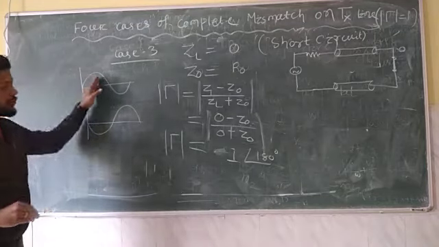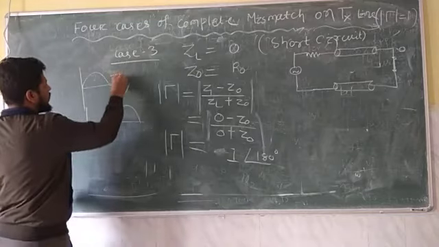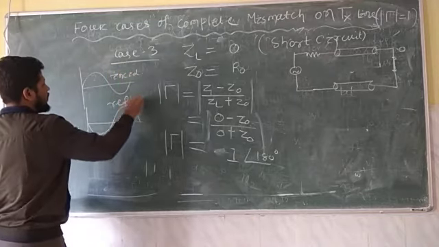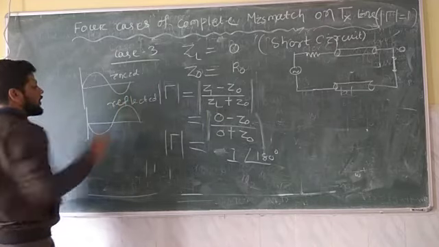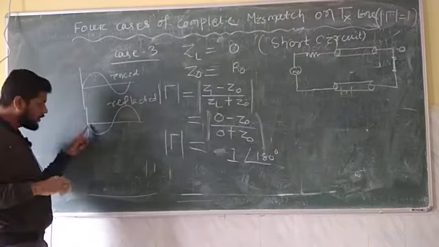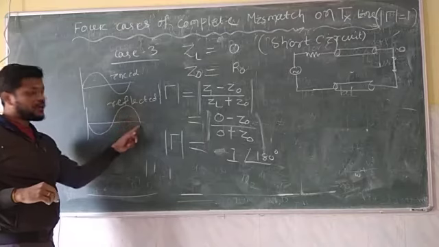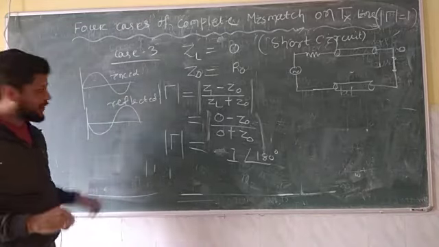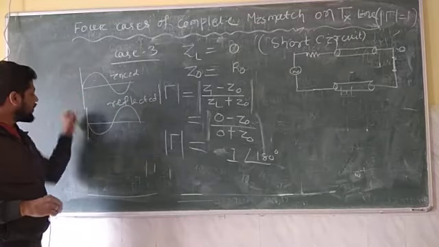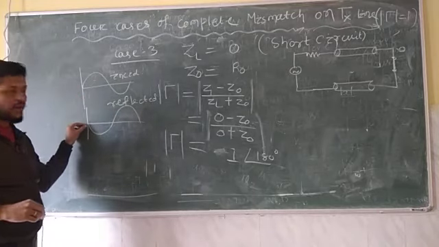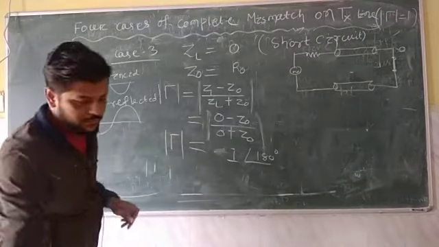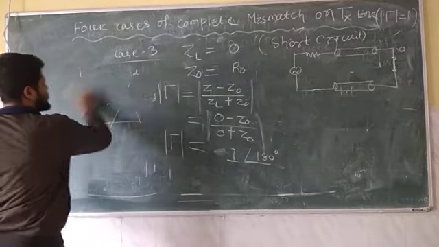this. So this is your incident wave, this is your reflected wave. 100% reflection will take place, but you can see here 180 degree phase shift will also take place. When this is 0 degree angle, here we will have 180 degree angle. So this is the nature of wave, 180 degree phase shift.